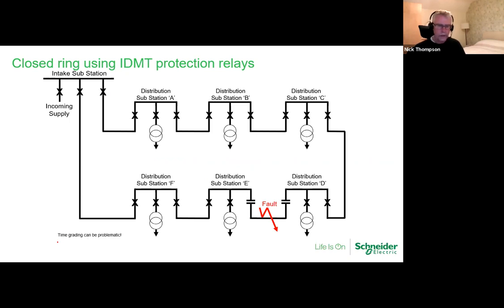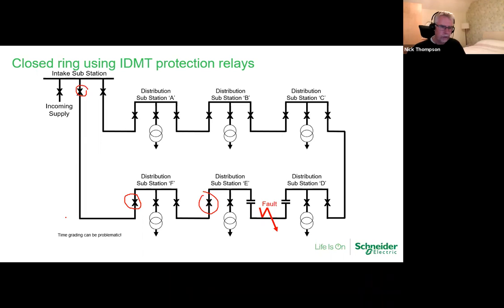Now, this word called time grading, I mentioned it just a couple of minutes ago, is problematic in this kind of setup, because we've got a certain time here. We will need a faster time here, even faster time here, etc. So there's going to be a limit on the number of actual circuit breakers on any one string, for want of a better word. So at some point it's going to become practically impossible in a practical sense to actually grade it correctly.